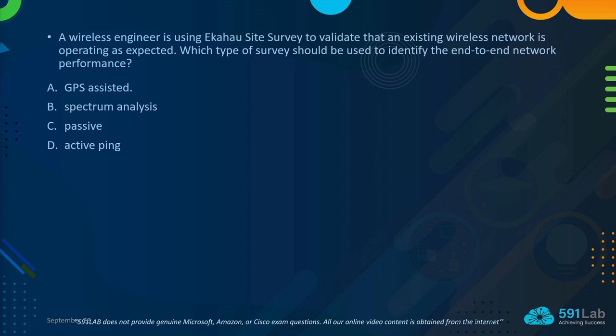And the active ping is performed with the survey client associated to the AP. So it's actively connected to the AP and doing some pings from the client to the end, to the server or to another IP address that it's checking, the speed or something else. So we use active ping in this case.